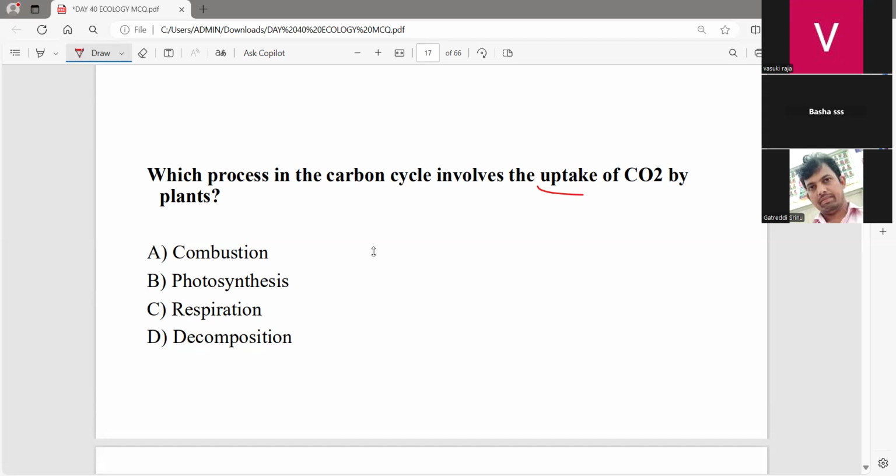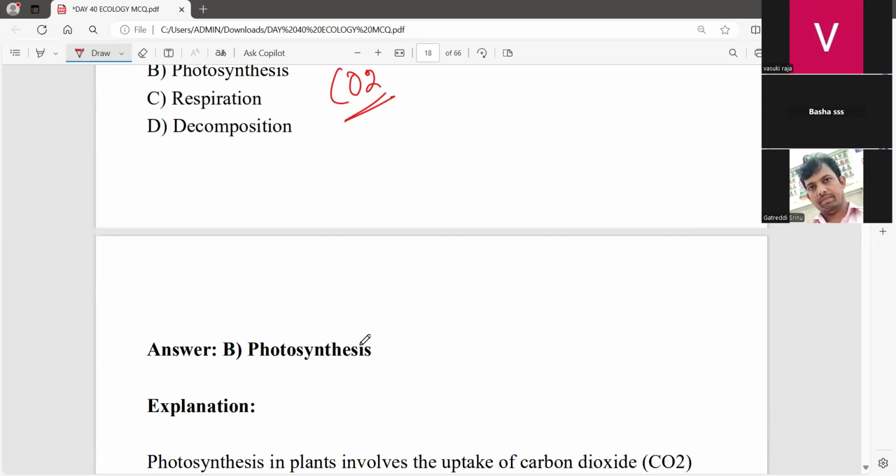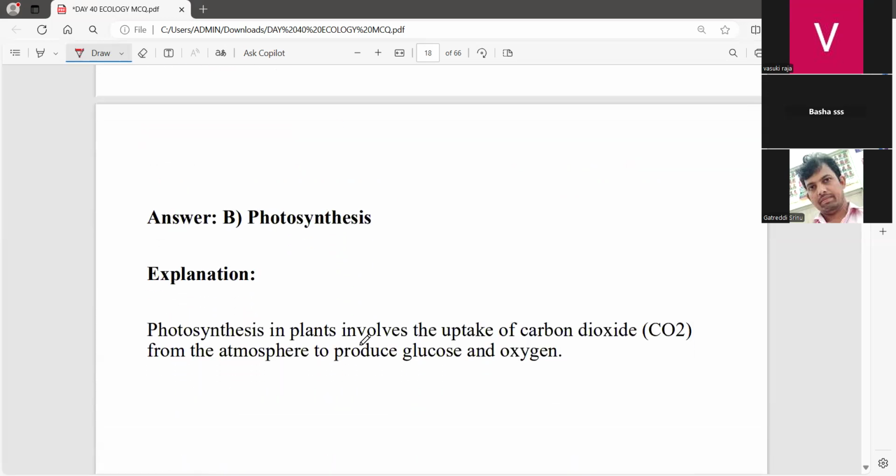Which process in the carbon cycle involves the uptake of carbon dioxide? Whether it will be photosynthesis or respiration. See, the plant is taking carbon dioxide. It needs to respire, right? That is why we consider the plant a living organism. Just think whether it will be respiration or photosynthesis. And you are correct. That will be photosynthesis. So you should not mix up respiration and photosynthesis.